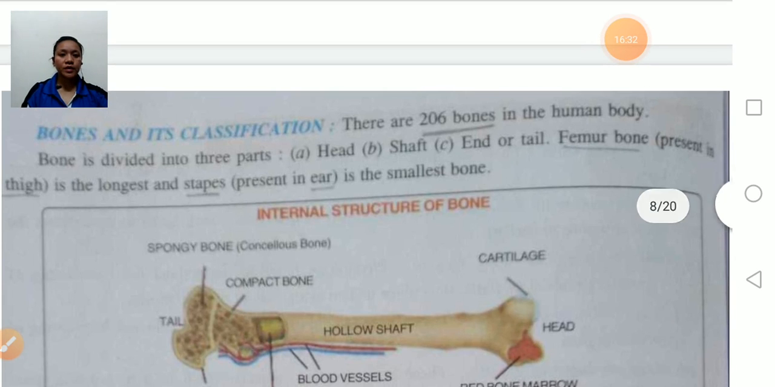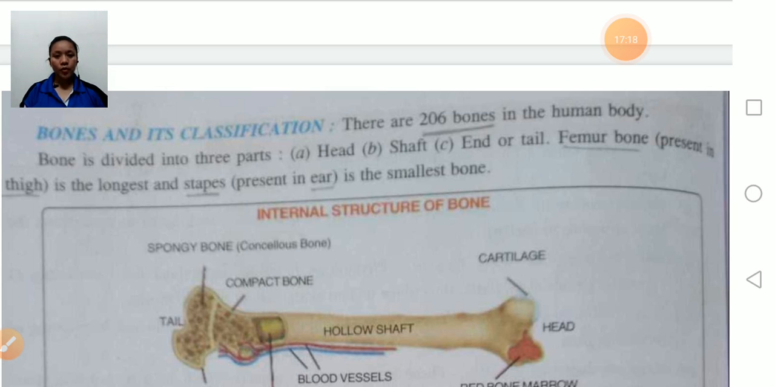Bones and their classification. There are 206 bones in the human body in adulthood. At the time of birth, there are 270 bones, and these bones fuse and become 206 bones in the adult.